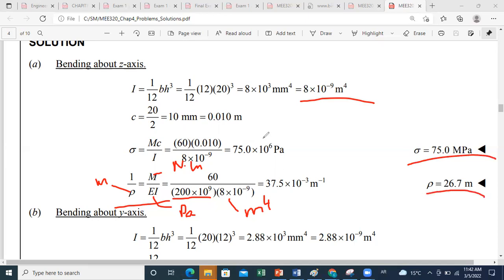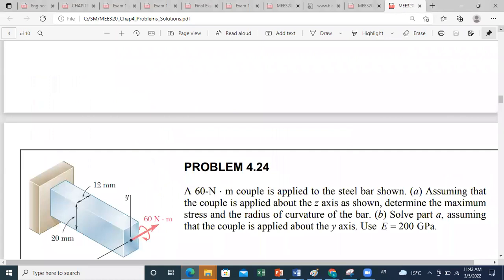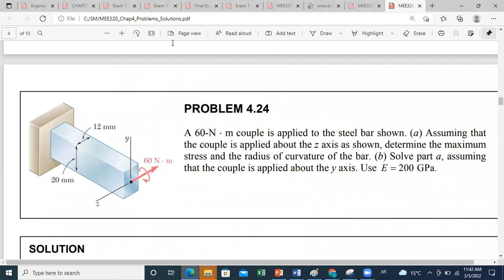Now, what will happen in the other scenario? Just the direction of the neutral axis will change, and also you will have a radius of curvature in the other direction. Because look, whenever you apply a bending moment where the moment vector is along Z, then your radius of curvature will be along Y and the variation of stress will be along Y, while your neutral axis will be along Z.